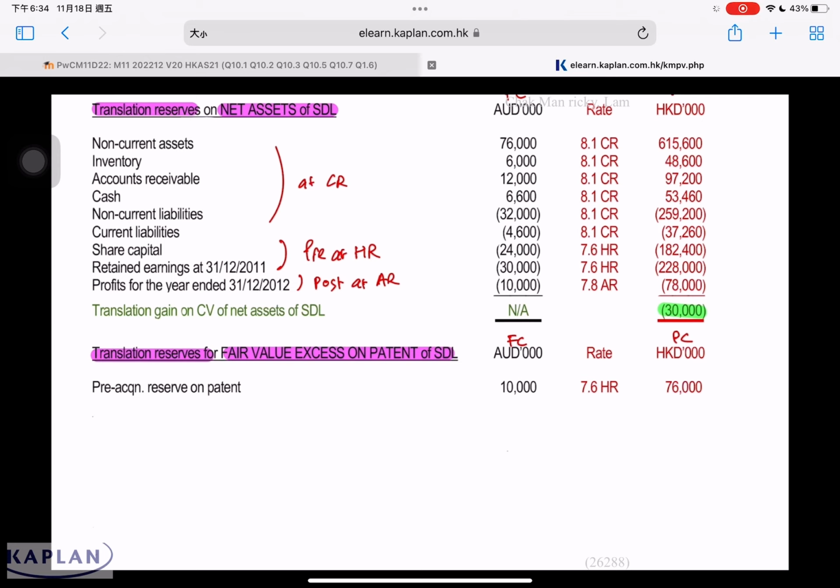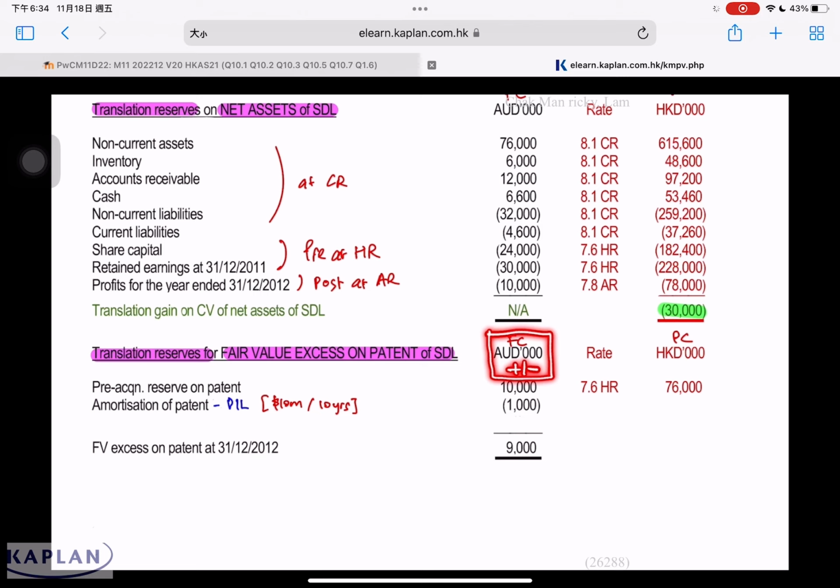The patent has a remaining useful life of 10 years. Every year, we must account for amortization to profit and loss. $10 million over 10 years accounts for $1 million amortization. When we make the adjustment, we must adjust in the functional currency of the subsidiary. The carrying value of the patent at 31st December 2012 is a remaining 9 million Aussie. When we talk about adjustment, it must be in the functional currency of STL.